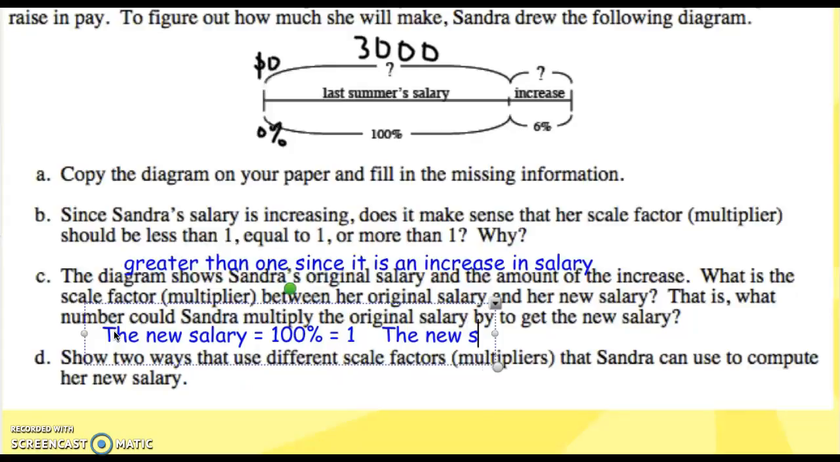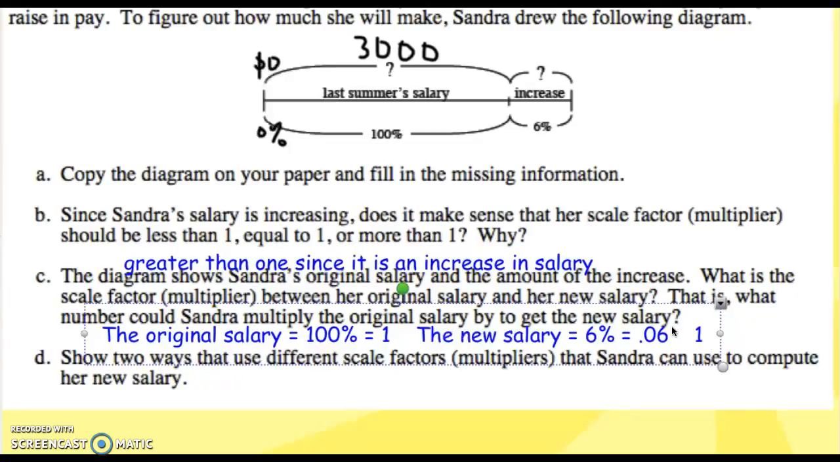The new, sorry, this is the original salary is 1. The new salary equals 6%, and 6% is the same as 0.06. So the number I can multiply it by is the 1 of the original plus the 6% of the new. So that would be 1 plus 0.06 equals 1.06. Hopefully you see that makes sense, that I have her whole 100% of her salary plus that 6% more.